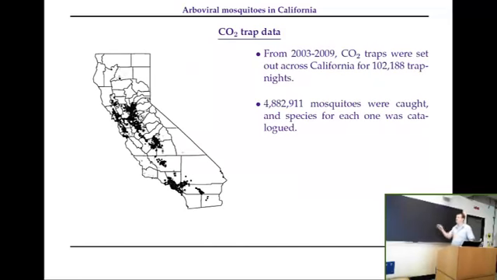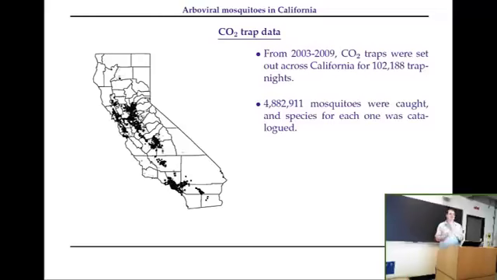California trap data. So this plot is set up pretty much similarly to the last one. In the last example I gave you, though, we were talking about aspirating data, or aspirating counts. So I go into a house with a vacuum and suck up all the mosquitoes I can find. Here we have a different type of data collection. We have CO2 traps, and CO2 traps were set up, pretty much scattered across California from 2003 to 2009, and there were 102,000 trap nights.